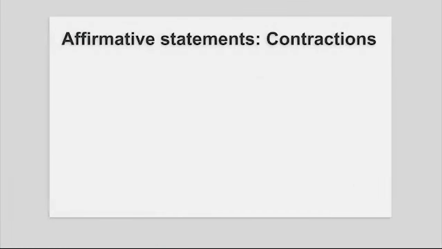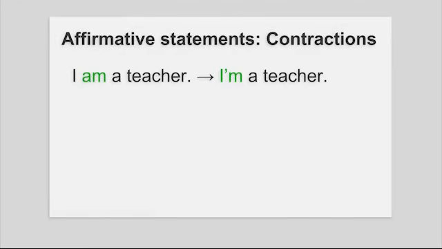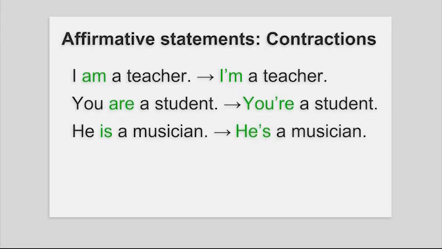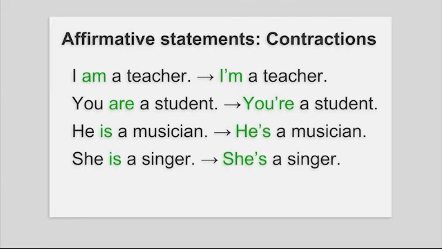We often use contractions, especially when we speak. For example, I am a teacher becomes I'm a teacher. You are a student becomes you're a student. He is a musician becomes he's a musician. She is a singer becomes she's a singer. It is coffee becomes it's coffee.